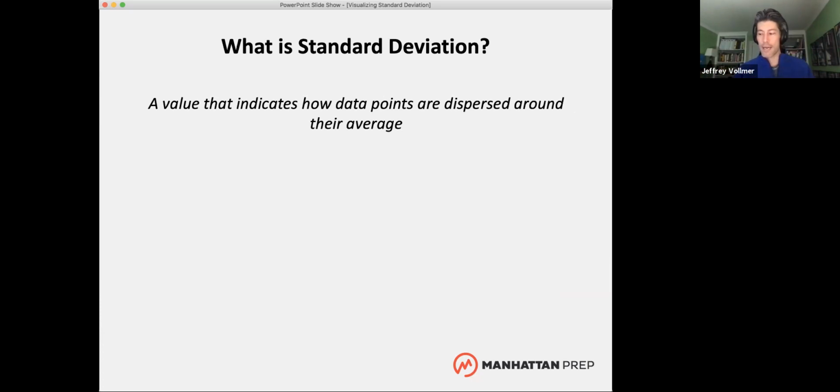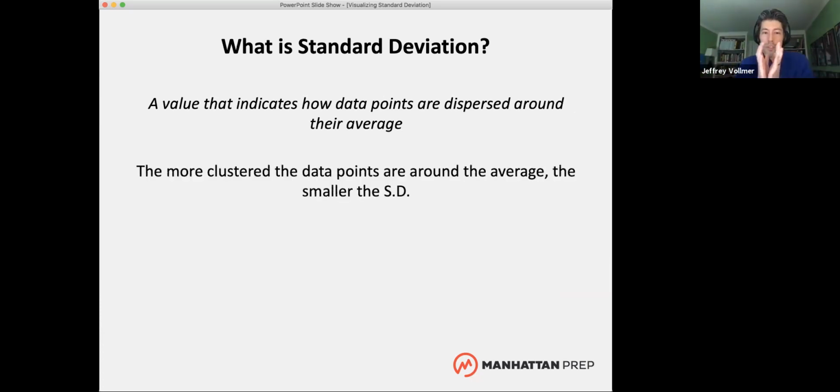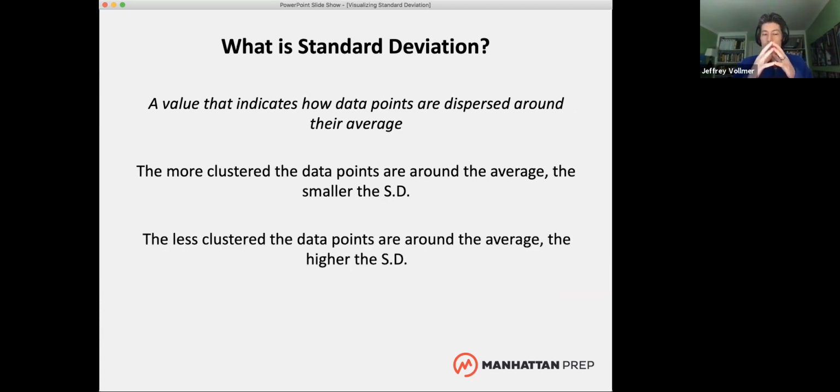The way to think about this is, the closer the data points are to the average, the smaller the standard deviation. And the wider the data points are spaced around the average, the higher the standard deviation. This is an important two bullet points to understand here, right? More clustered values towards the average means lower standard deviation. More widely dispersed values around the average means a larger standard deviation.